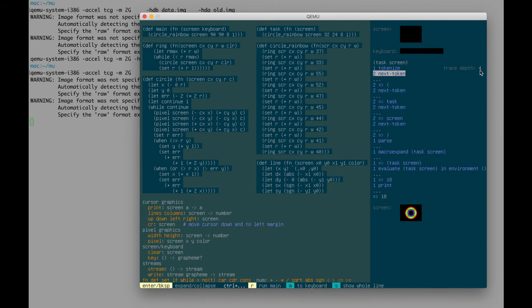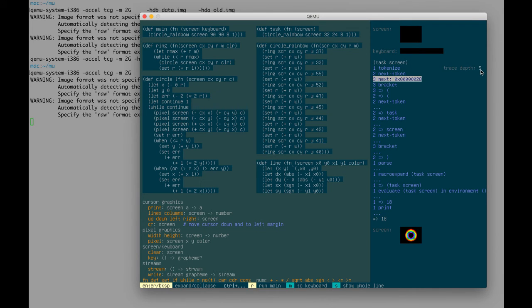When I browse the trace, it eventually notices that it doesn't have information and it transparently recomputes the command at the REPL. And now you can see that the trace depth is now 5, where it was 4 before.